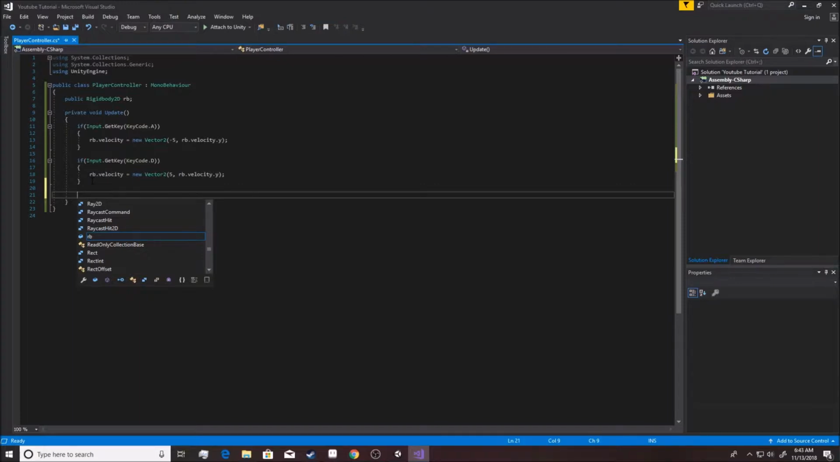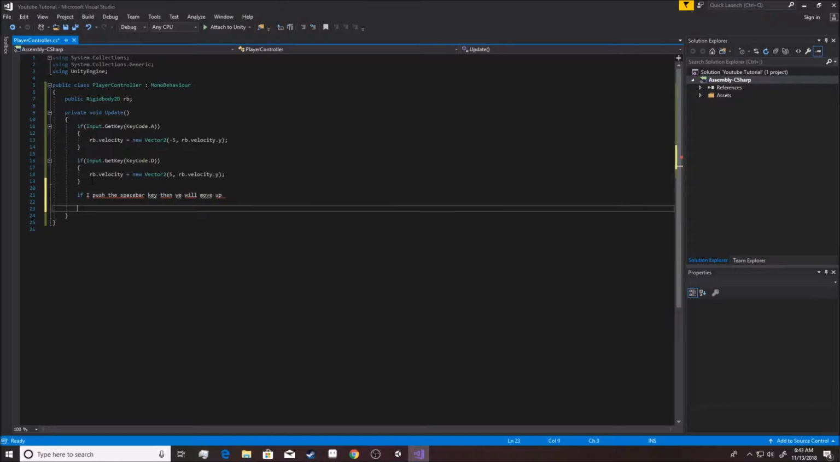Anyway, I'm going to write out what we're trying to do. If I push the space bar key, then we will move up, right? That's basically what jumping is. So if Input.GetKey, now this is where things might be a little bit different than you thought. You want to put KeyDown instead of just the regular GetKey. I know you couldn't have known that. That's okay. GetKeyDown only sends the message once that the key went down until you push it down again. Okay, so you want to do KeyCode, and I think it's Space.